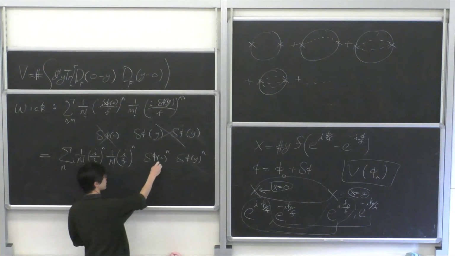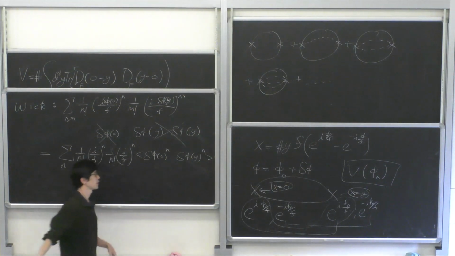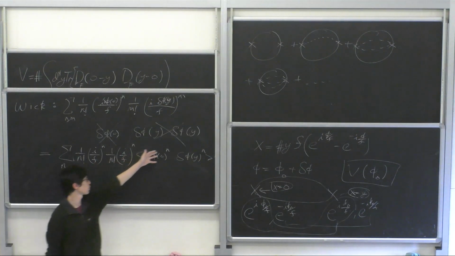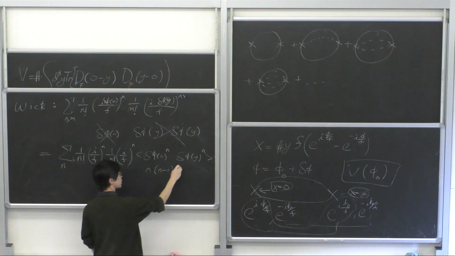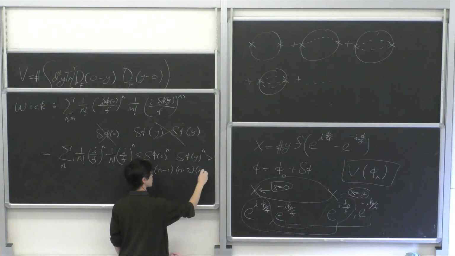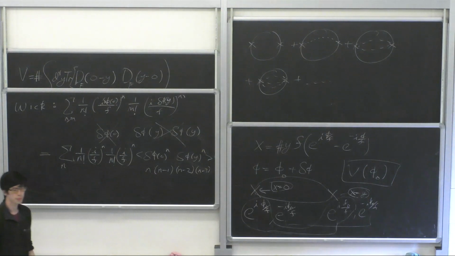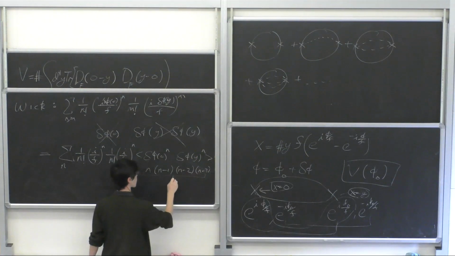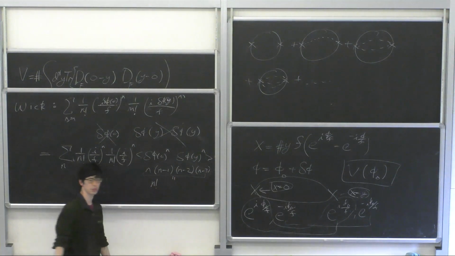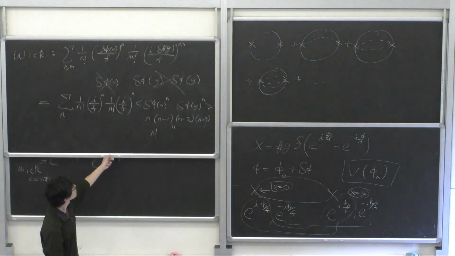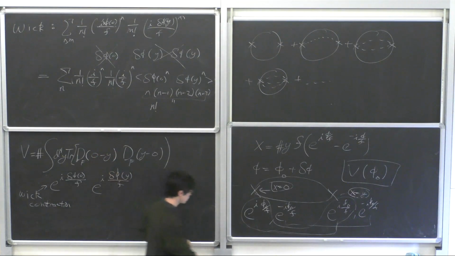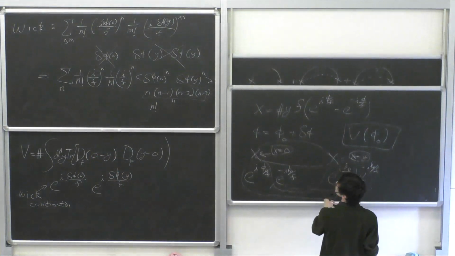I can now contract these 2 guys, right? How many ways of contracting these guys with these guys are there? The first one has n choices. The second one has n minus 1 choices. The third guy has n minus 2, n minus 3, dot, dot, dot. And this is n factorial combinations. So this is the combinatorics. So what do we get?